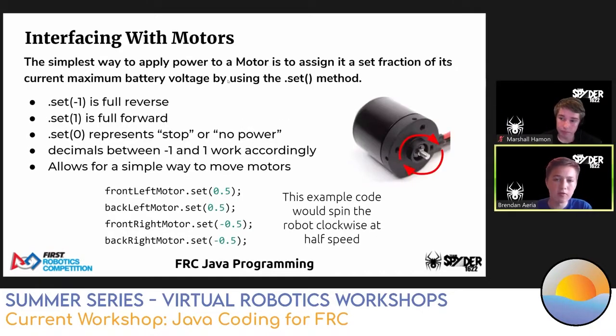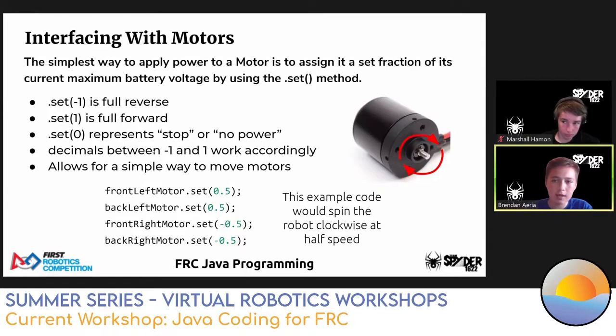All right, I wanted to go over just an example of something that we can implement onto the robot using code. So here's an example. It's interfacing with motors. So the simplest way to get a motor running is to assign it a set fraction of that motor's maximum voltage using the .set method. So .set -1 would reverse the motor using as much power as possible. .set 1 would power the motor forward with as much voltage as possible. And as you might imagine, .set 0 would stop powering the motor. So decimals between -1 and 1 would power the motor accordingly. So the .set method allows us to very easily put as much power into the motor as possible.